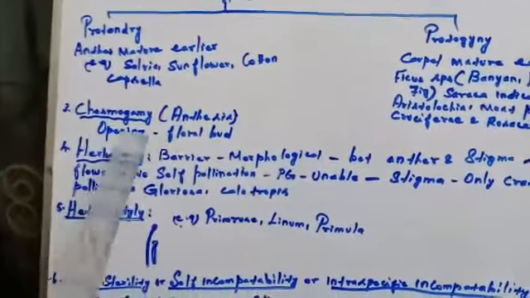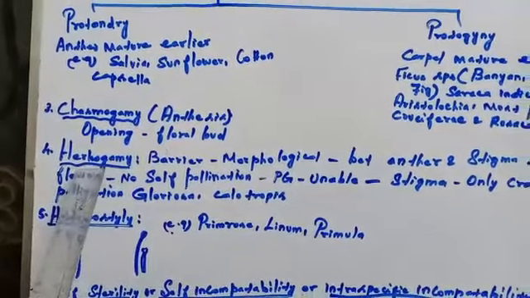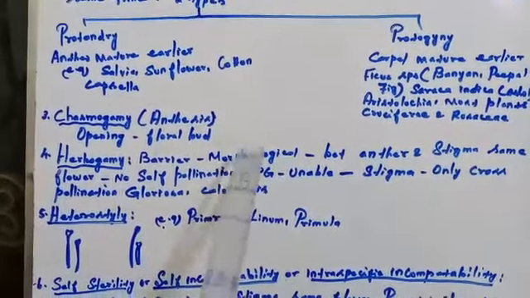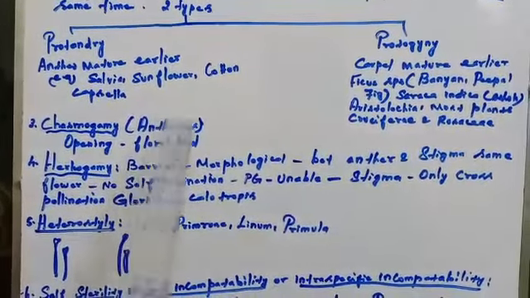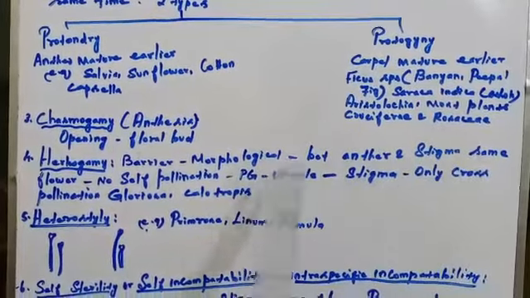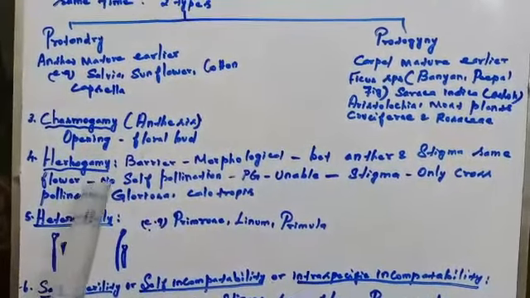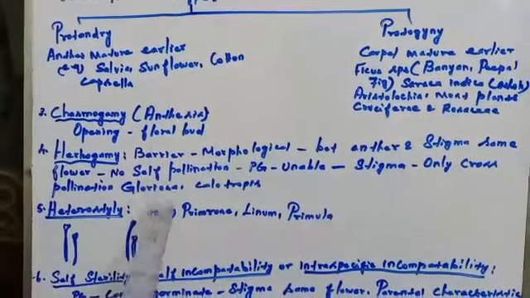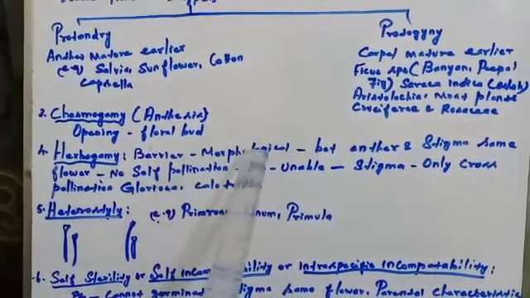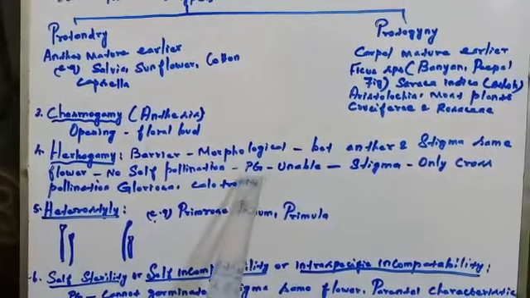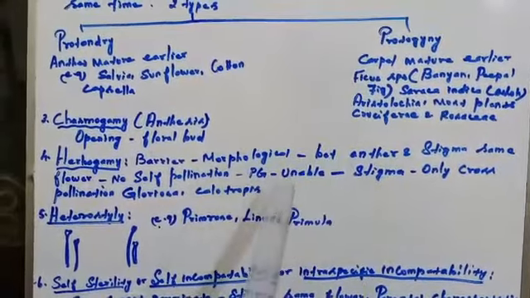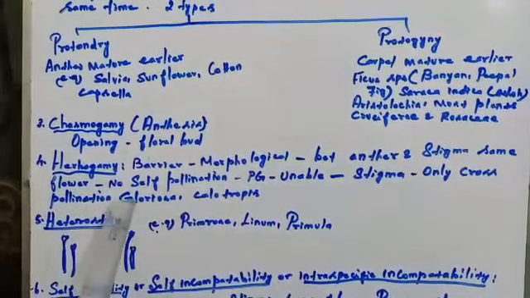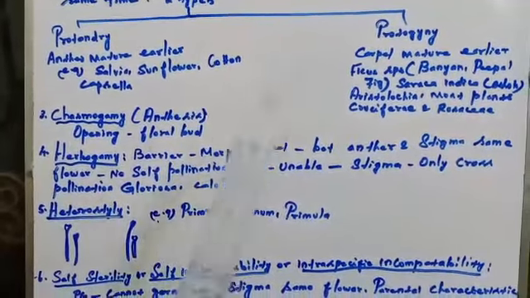The next one is hercogamy. In hercogamy, there are morphological barriers. What acts as a barrier? The morphological characters act as a barrier between the anther and stigma of the same flower. So there is no chance for self-pollination. Only cross-pollination takes place. That barrier is what? The pollen grain is unable to reach the stigma. So only what pollination takes place? Cross-pollination takes place. Example, Gloriosa, Calotropis.